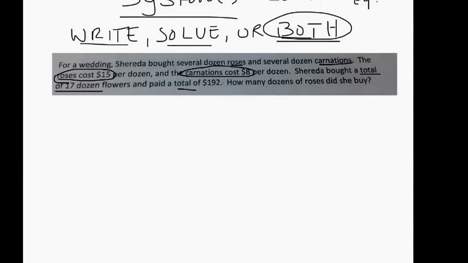And she paid a total of $192 for that 17 dozens. How many roses did she buy? So we're just looking for roses, but we know in our systems of equations we typically end up finding both x and y, and that's just how it is.